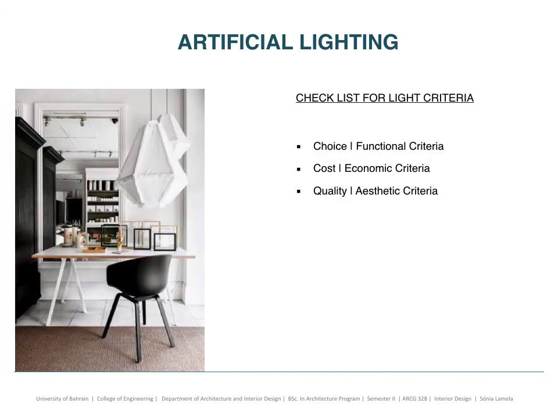There are some criteria that we need to follow when we are looking for lights. So we have here a short checklist. We need to be able to choose from the functional criteria. We have to be able to see the cost of it, that is the economic criteria, and we also have to look for the quality of the light, that is related to the aesthetic criteria.